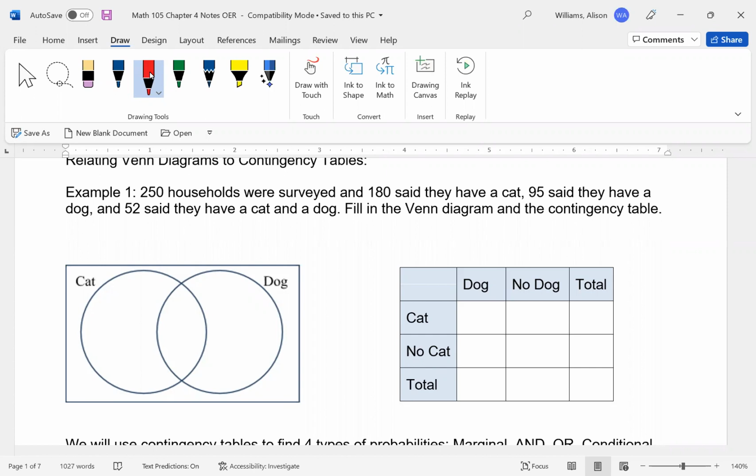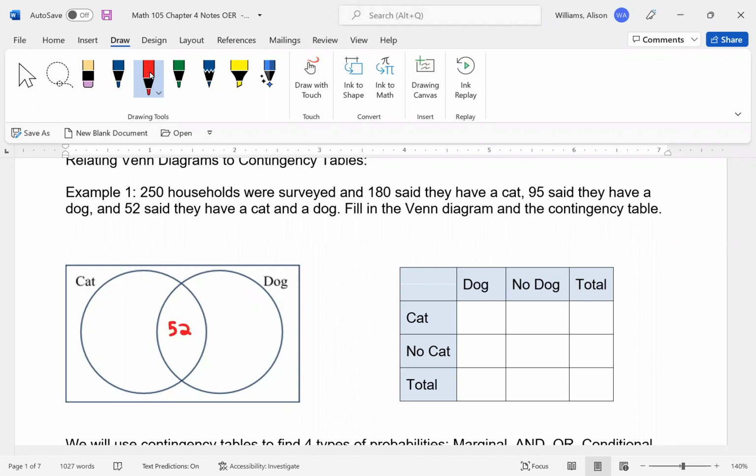But when they said they have a cat and a dog, that's a piece of information I can label immediately. And that is going to go in this little overlapping section of these two circles. So the first circle to the left is representing all the people who have a cat. To the right, all the people that have a dog. And where they overlap, these are people who have both a cat and a dog. And 52 people fall into that category.